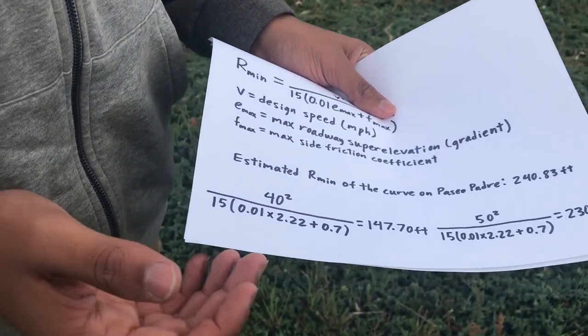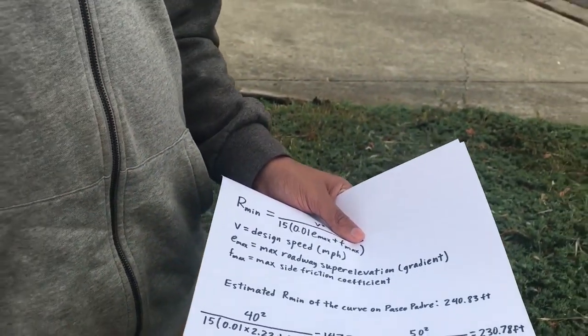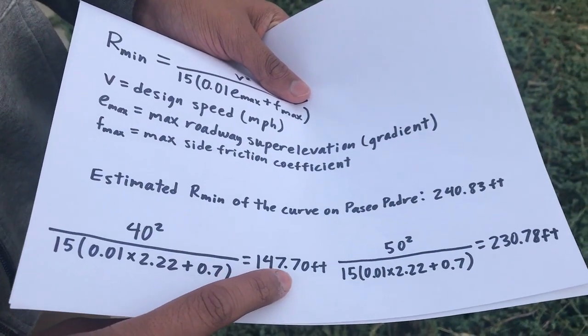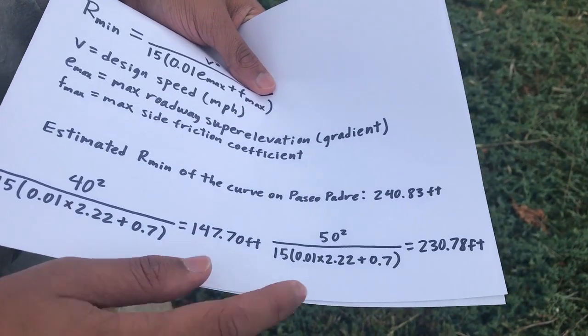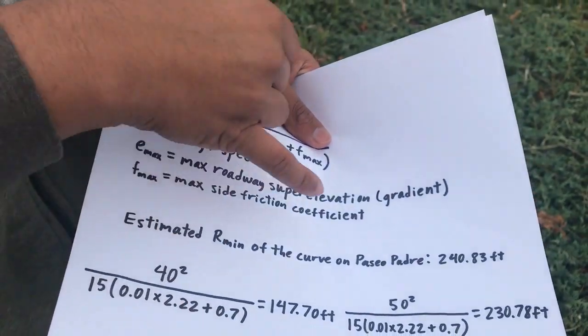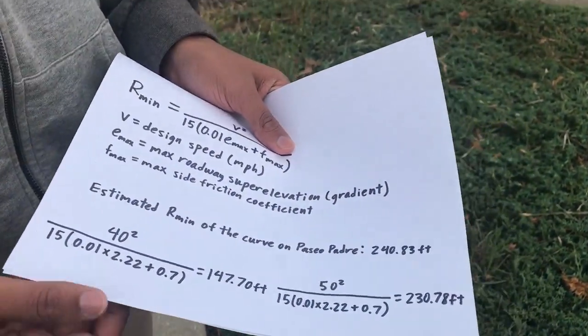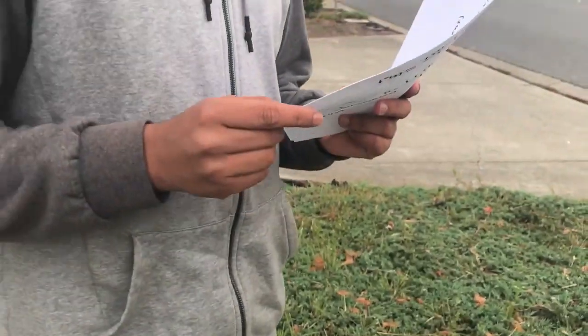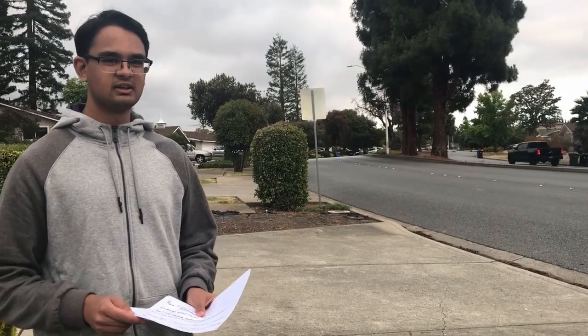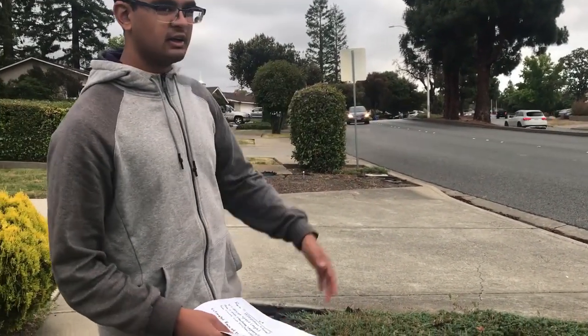So I calculated the minimum radii of curvature for different speeds. At 40 miles per hour, we would get a minimum radius of curvature of 147.7 feet, but at 50 miles an hour, we would have a minimum radius of curvature of 230.78 feet, which is already pushing on the value of 240.83 feet. So the road itself isn't designed dangerous, but the fact that cars are going too fast is putting them in danger. And especially when you're on the downward slope here, it's really easy to push past the speed limit and potentially endanger yourself.